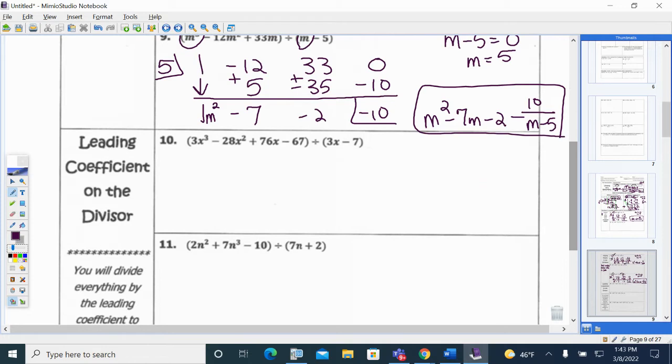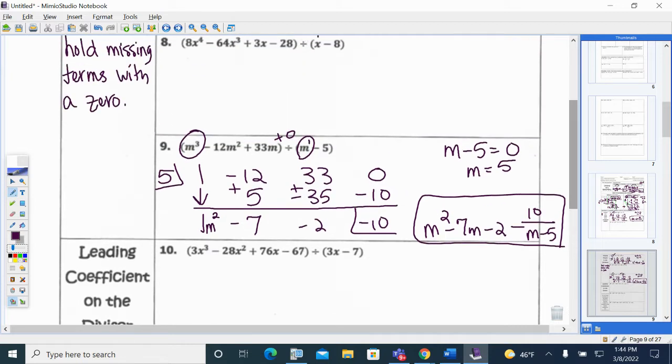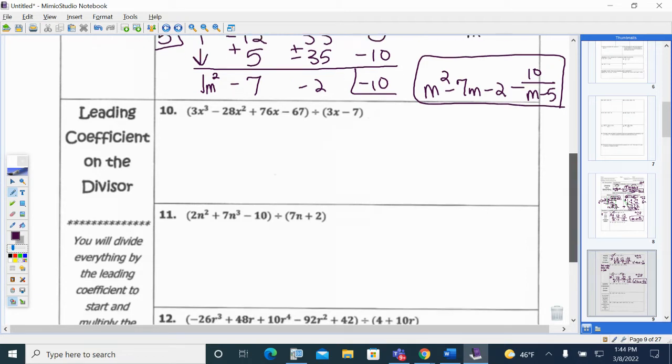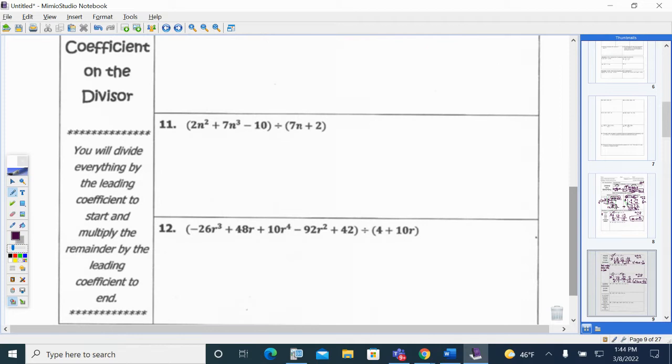Now, the one thing I haven't mentioned up to this point is that your leading coefficient on your divisor should be a 1. And on every single one of these that we've done so far, the leading coefficient is a 1. But on example number 10, that's not the case. I have a 3x minus 7. So let me bring this down just a little bit further so you can see what I've got written here. You will divide everything by the leading coefficient to start and multiply the remainder by the leading coefficient to end.